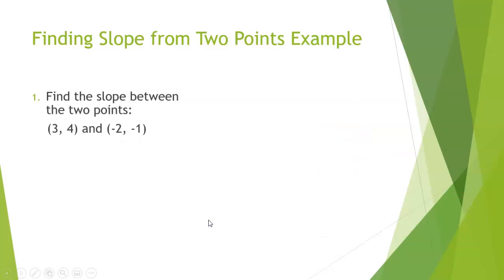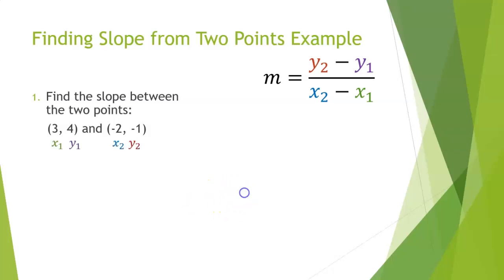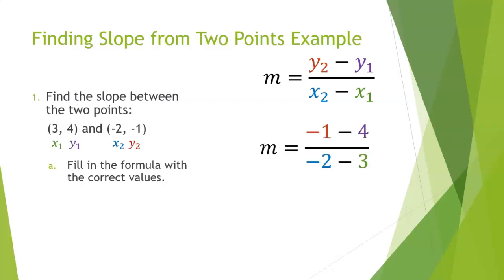Let's look at another example. Find the slope between these 2 points, (3, 4) and (-2, -1). Again, our extra special formula, make sure you always keep rewriting it so that you memorize it. And label your points. So 3 is x1, 4 is y1, that's the first point. -2 is x2, -1 is y2 because that's the second point. Then fill in the formula with the correct values. So -1 minus 4 and -2 minus 3.